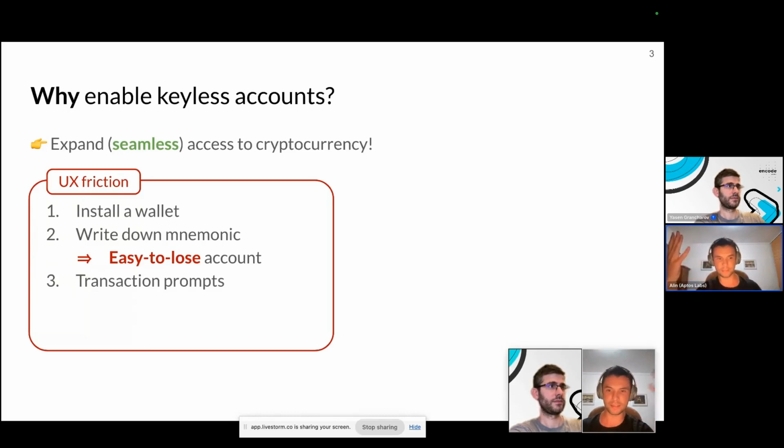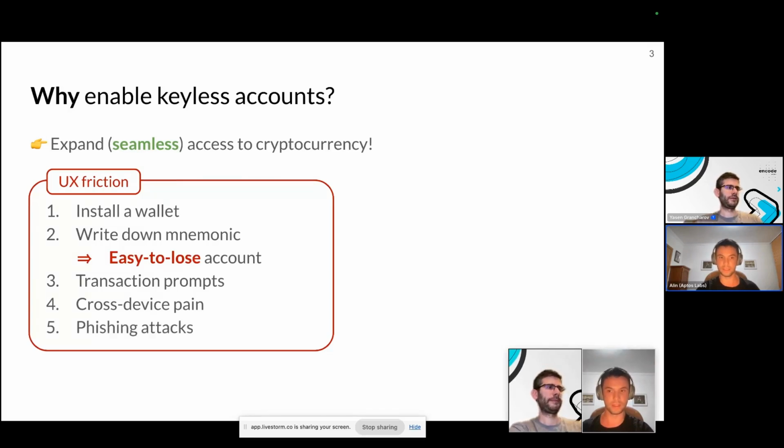And then even if they get past these 2 phases, they see these transaction prompts all the time, which are technical and potentially confusing. And if they try to transact from another device, they experience a lot of pain switching their secret key from one device to another. And lastly, there are phishing attacks. So many users are tricked into pasting their mnemonic or secret keys onto forums.